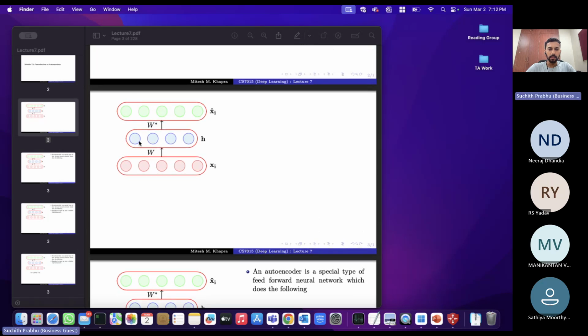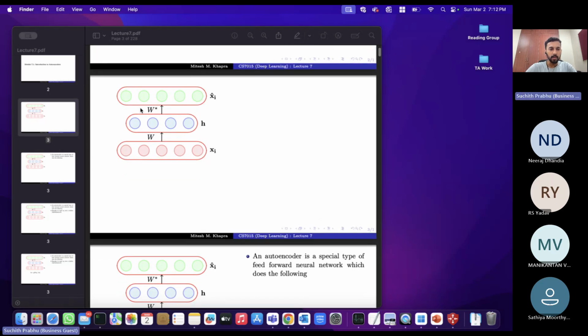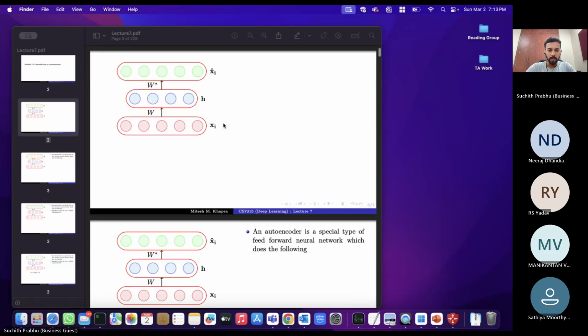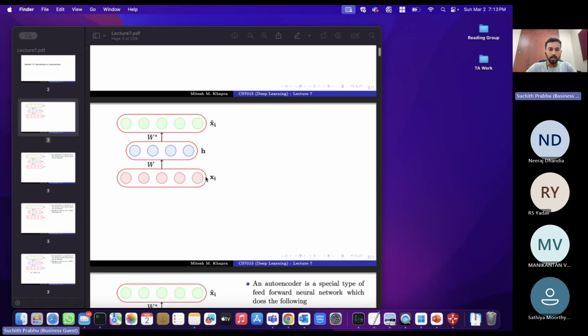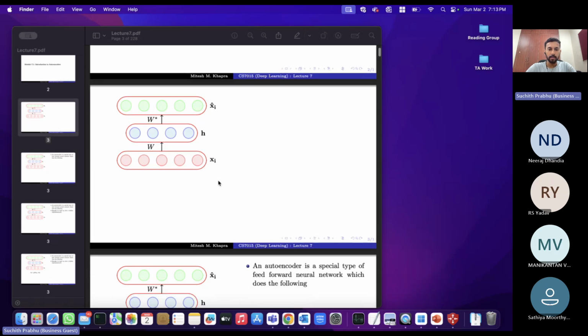Okay, so this is the diagram of an autoencoder. There are two weights, W and W star. Xi is the input representation. From that, we compute a hidden representation and try to reconstruct the input again. So this is an autoencoder, and the h can be used as a latent representation of X, the input.